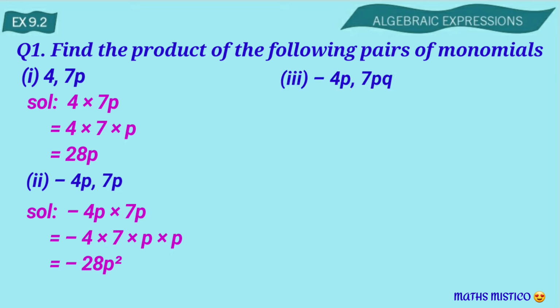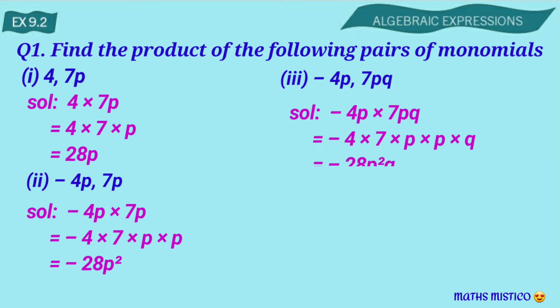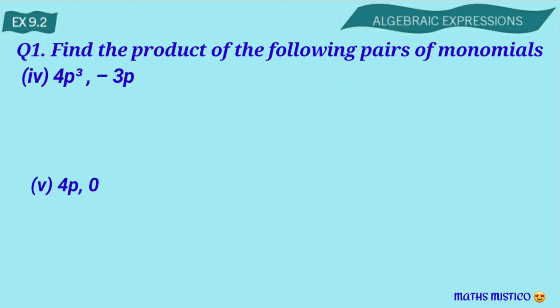Third part is minus 4p into 7pq. So first multiply the constants, then the p terms and then the q terms. So we get minus 4 into 7 into p into q, which is equal to minus 28 p square q on adding the powers of the same variables. Similarly, you can solve the remaining parts.